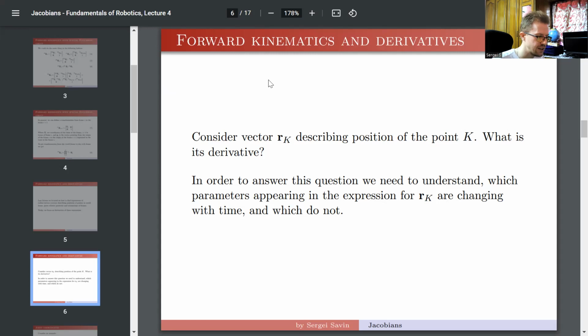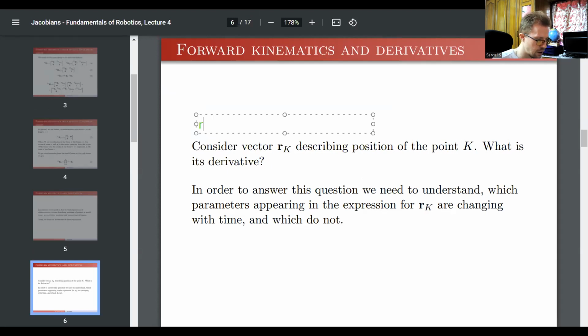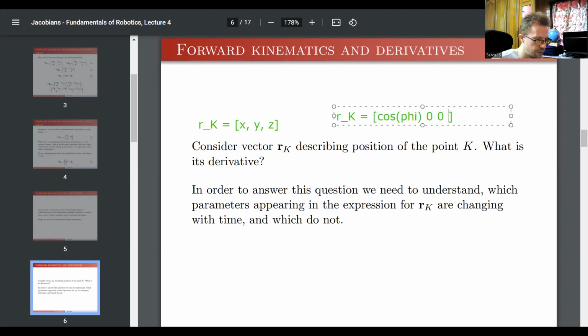If r_k is parameterized as, for example, let me show you. r_k is equal to, let's say, x, y, z, and x, y, z are all functions of time, then the derivative would be x dot, y dot, z dot. That would be the derivative of r_k. But it doesn't have to be like that. If, for example, r_k is equal to cosine phi and 0, 0, then the derivative of r_k would be minus sine phi times phi dot, 0, 0.